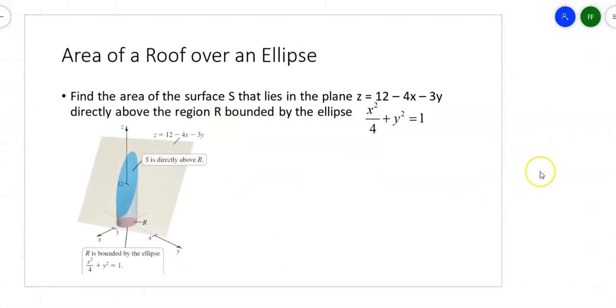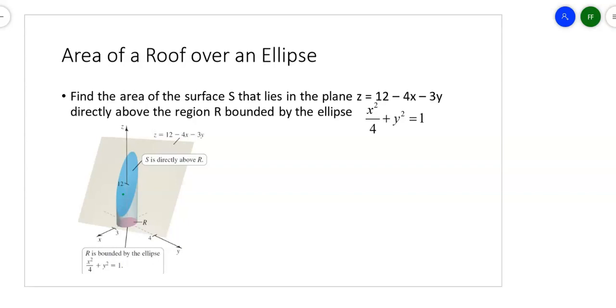Let's start with this case over here. I've got a plane, and I've got an ellipse on the bottom, right? So I'm looking for the roof over an ellipse. The roof over the ellipse is this blue region over here. The plane is that blue region, 12 minus 4x minus 3y. It intersects the region x squared over 4 plus y squared equals 1. I'm going to integrate this over the area of the base in order to find the surface area of that region.